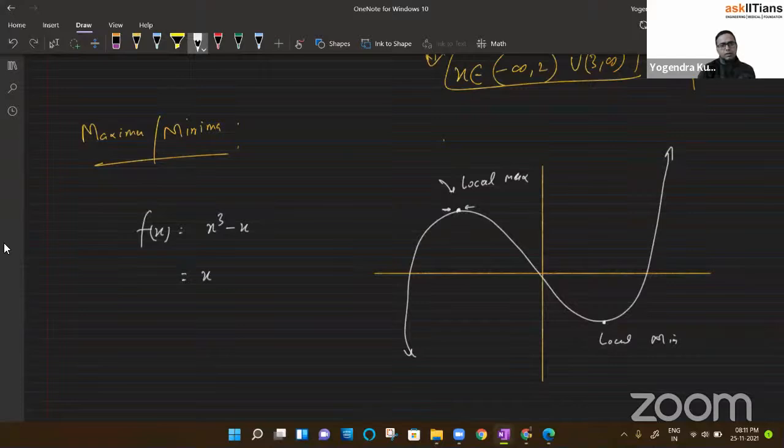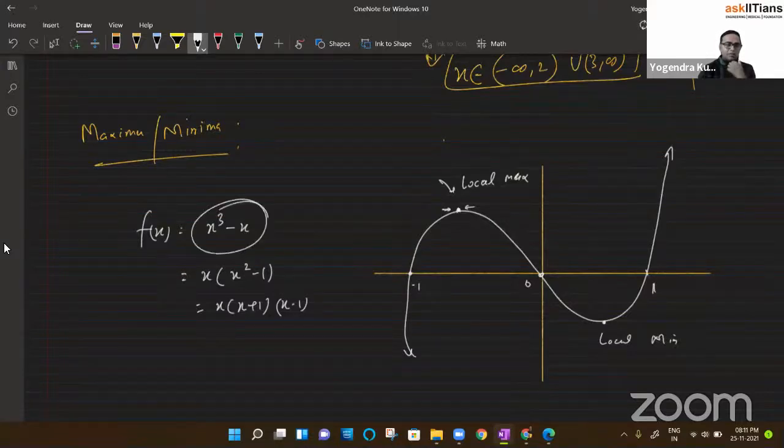If I take x common, I'm getting x square minus 1, and I can factorize it as x plus 1, x minus 1. So you can see the roots are minus 1, 1, and 0, right? So it is a maximum locally here, but what is the maximum value of this function, where will it occur? At infinity, right? It will go to infinity. And the minimum value is at minus infinity, because it is going down here like this.